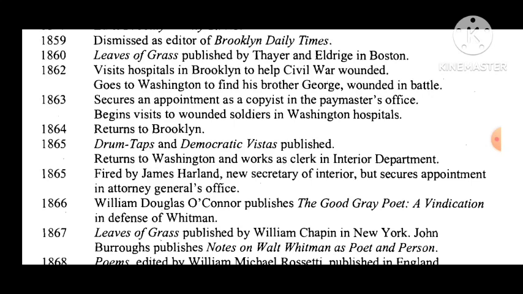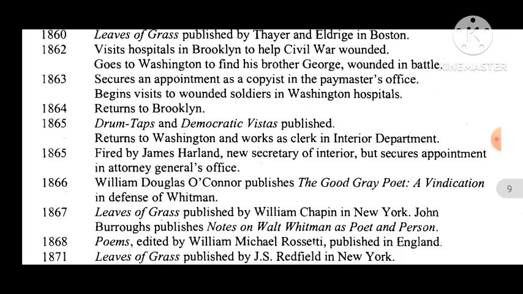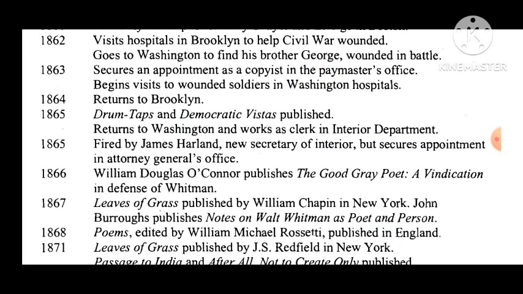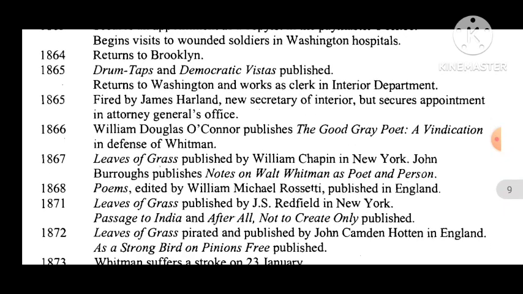1862, visits hospitals in Brooklyn to help Civil War wounded. Goes to Washington to find his brother George, wounded in battle. So here is the main key point you can note down: 1862, visits hospitals in Brooklyn to help Civil War wounded and goes to Washington to find his brother George wounded in battle. Then 1863, secures an appointment as a copyist in the paymaster's office, begins visits to wounded soldiers in Washington hospitals. 1864, returns to Brooklyn.